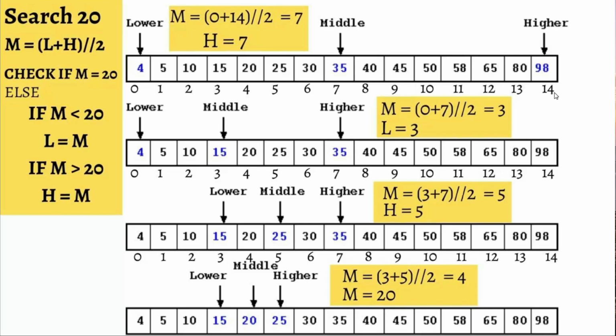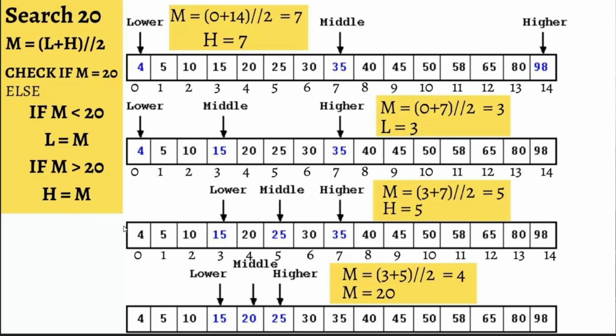For binary search there is one condition: the list should already be sorted. As you can see, this list is sorted. It is in ascending order: 4, 5, 10, 15, 20 and so on. We have not discussed in our tutorials yet how to sort a list, so we'll be discussing it later. For this example we have taken a list which is already sorted.